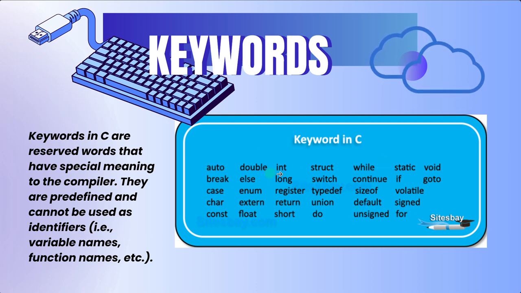They include auto, double, int, struct, while, static, void, break, else, long, switch, continue, if, goto, case, enum, register, typedef, sizeof, volatile, char, extern, return, union, default, signed, const, float, short, do, unsigned, for. All of these have specific meanings. We will come to them and learn them individually in the coming slides.